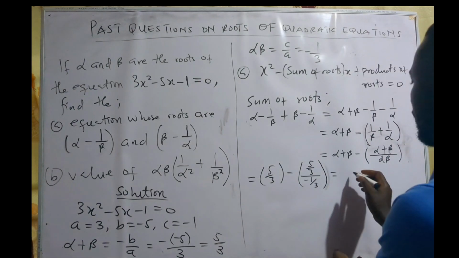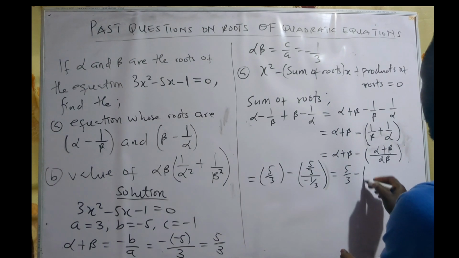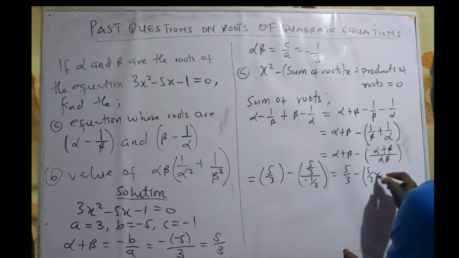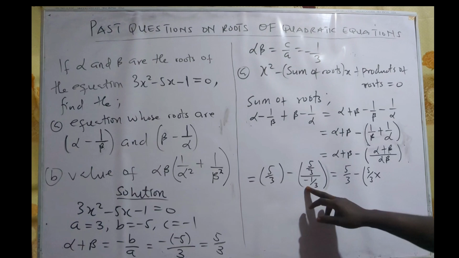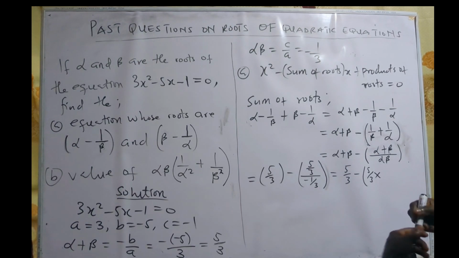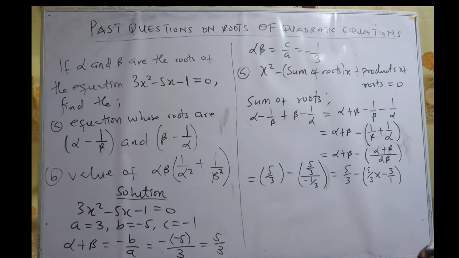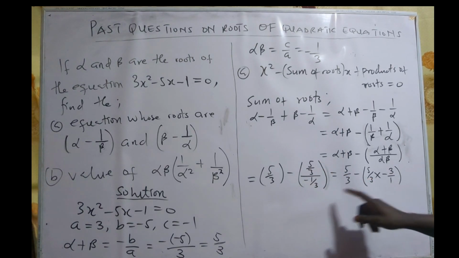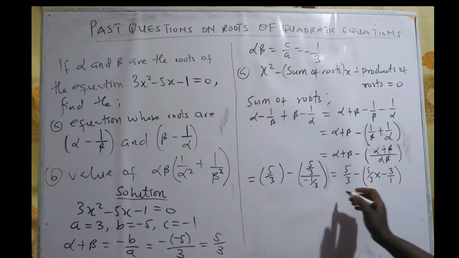So we have 5 on 3 minus 5 on 3 times... we multiply. Because this is a denominator, we reciprocate and times minus 3 on 1. Okay, so this is what we are going to have. So we have a fractional denominator, so you multiply and then we reciprocate.